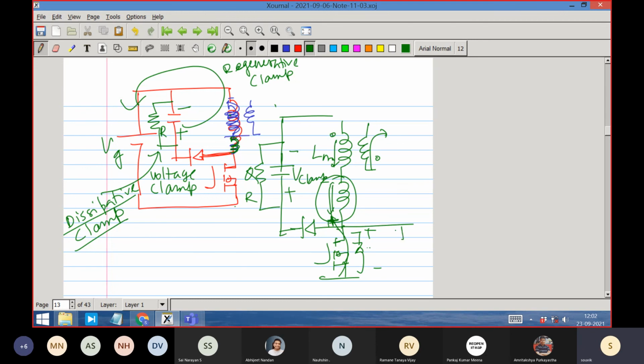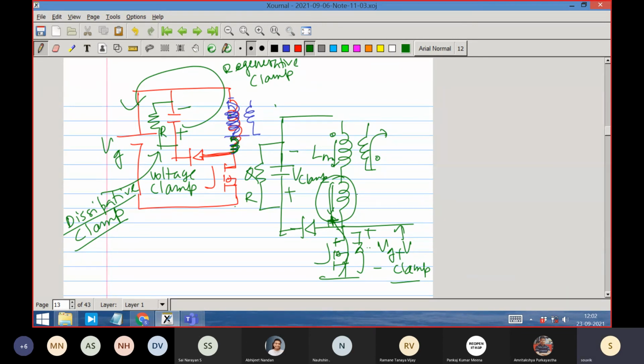So this voltage now appears as Vg plus V clamp. That we have to design. V clamp we have to keep limited within the device rating, Vg plus V clamp. Have I answered you or not? Yes, sir.